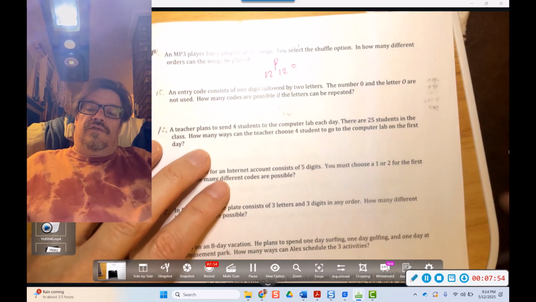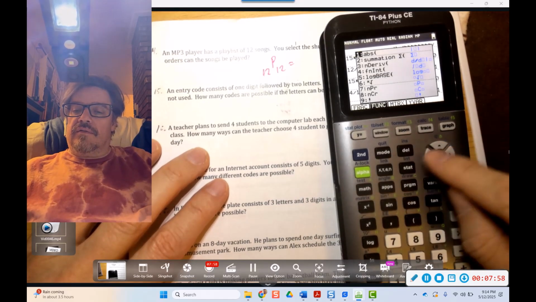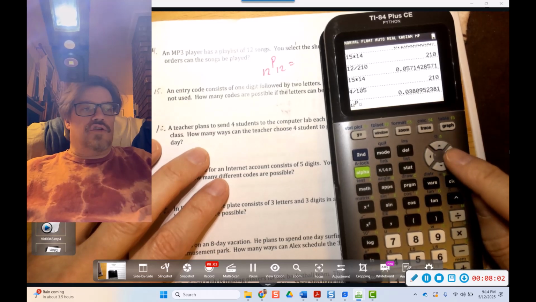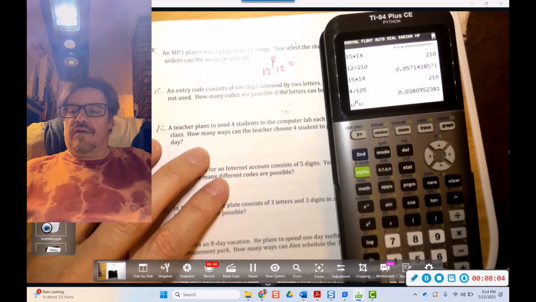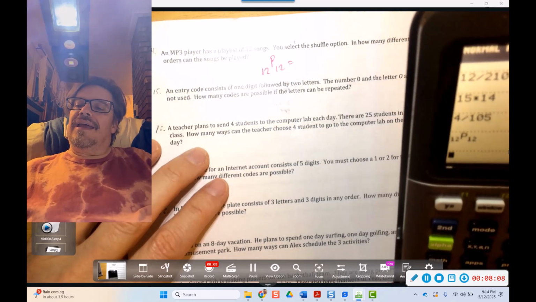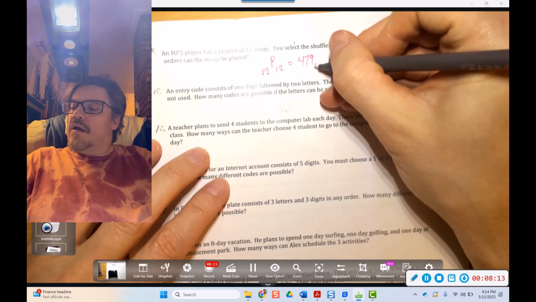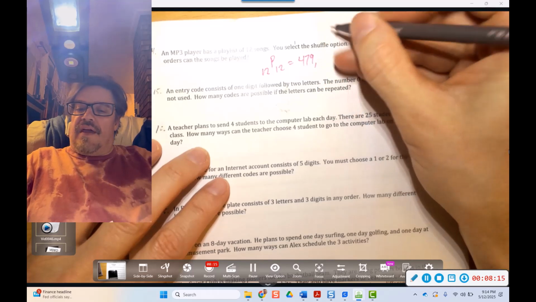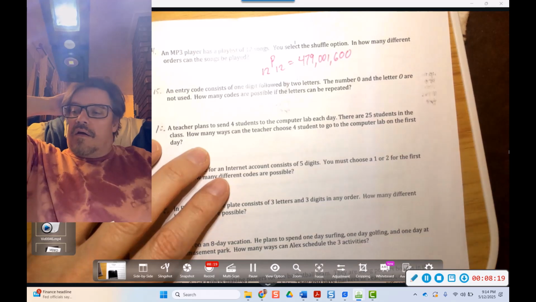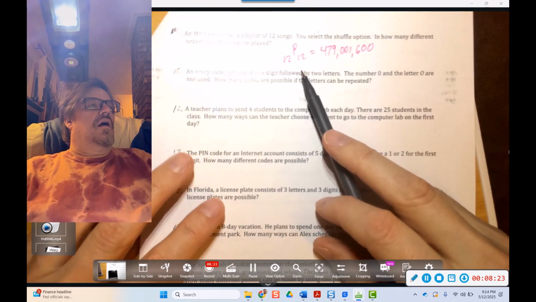So what's 12 choose 2? Not 12 choose 2, 12 choose 12. Okay, and we got, it's a lot, 479,001,600. It's hard to imagine, but when order counts, it's a big deal.